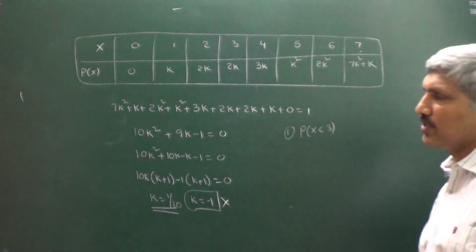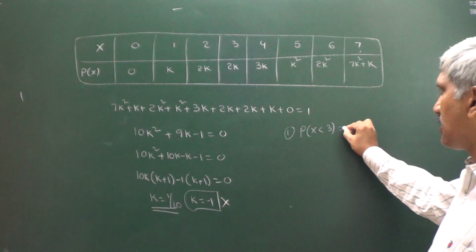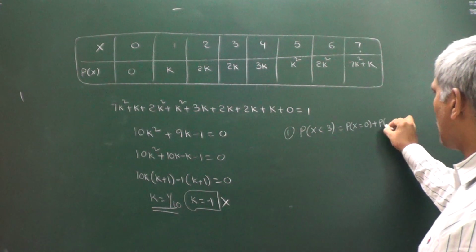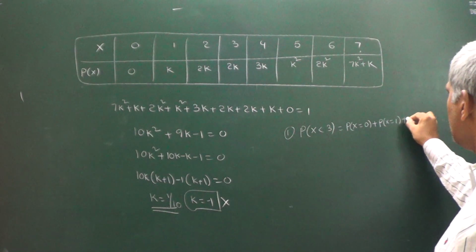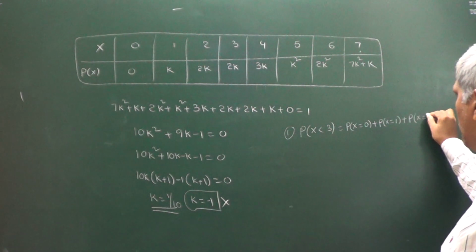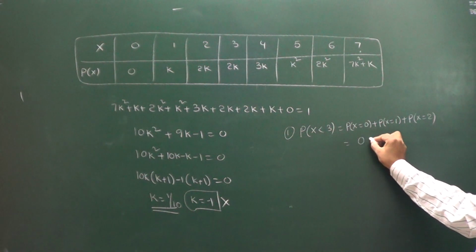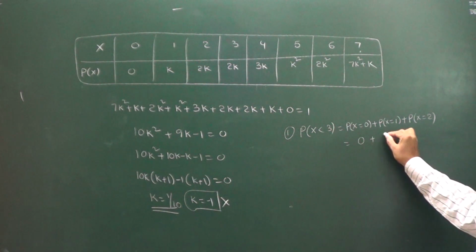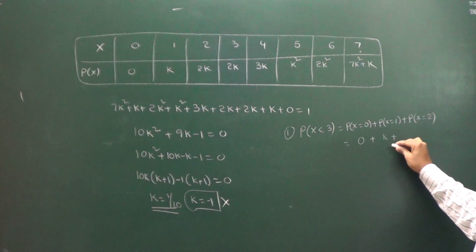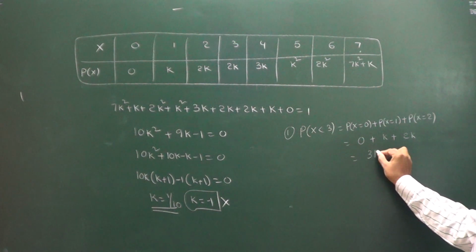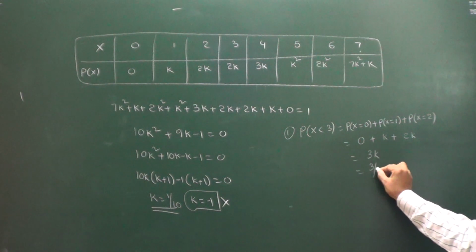Then how do we find P of x less than 3? It means we have to find P of x equal to 0, P of x equal to 1, and P of x equal to 2. P of x equal to 0 is 0. P of x equal to 1 gives k. P of x equal to 2 gives 2k. So we get a total of 3k, so the answer becomes 3 by 10.